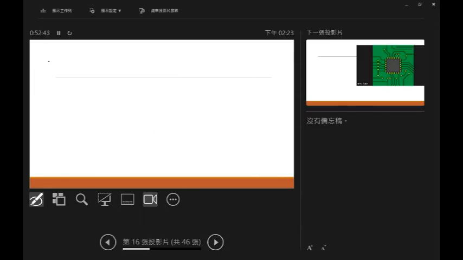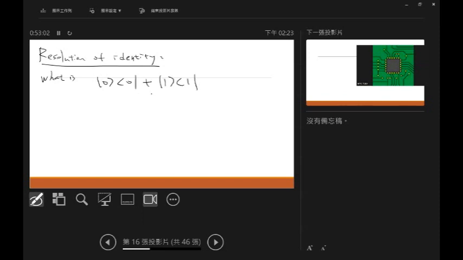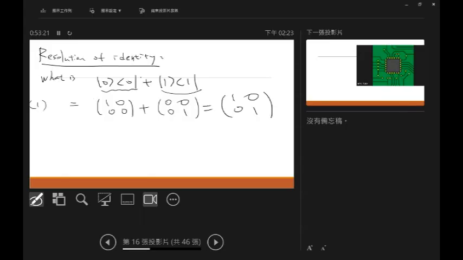There's an idea called the resolution of identity. Let me write it down. By the way, this also comes from the spectral decomposition. So what is this? |0><0| plus |1><1|, remember the Z is |0><0| minus |1><1|. The first one I can write as a matrix representation. Remember these are [1, 0; 0, 0] and [0, 0; 0, 1]. So this is the identity, [1, 0; 0, 1].